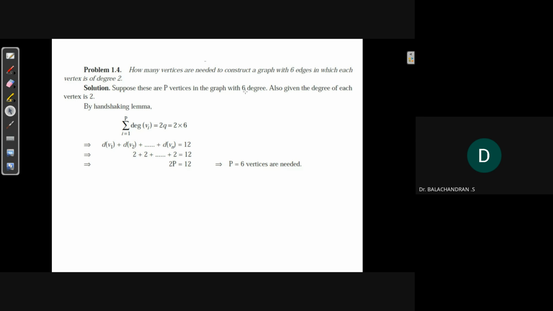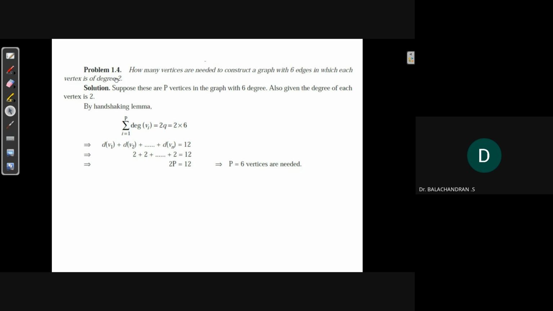2 degrees. Okay, not 6 degrees. So p vertices, that's why I'll write p here, not n. So better to put what? Here p, and up to what? Degree of v1 plus degree of v2 up to what? Degree of vp. Keep this as degree of vp, don't write vn. So equal to 2 times what? 6, 12. So each degree is what?